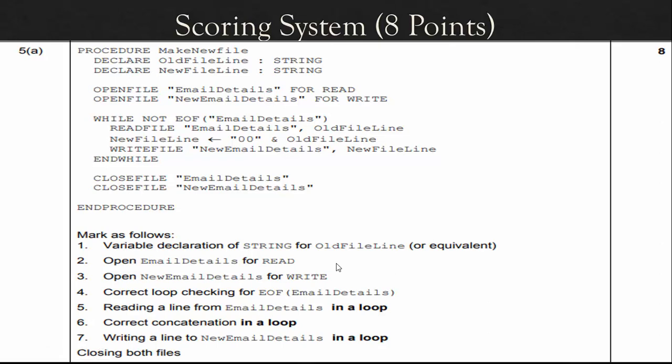But we're not going for 3. We're going for 8. 4, correct loop checking for end of file of email details, and we just broke down this loop. Reading a line from the email details in a loop. Correct concatenation of strings inside the loop. Writing a line to new email details in a loop. And then closing both files, and you're done. And you get all 8 points.